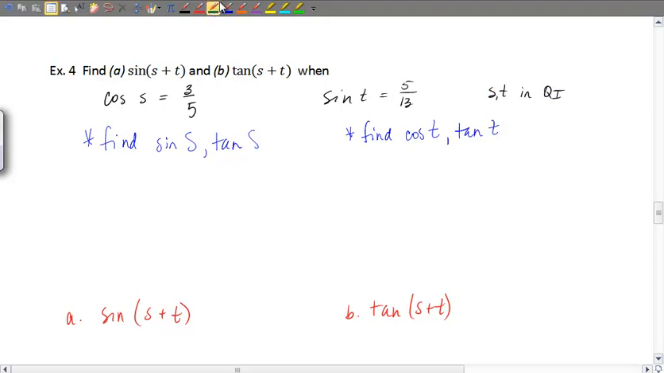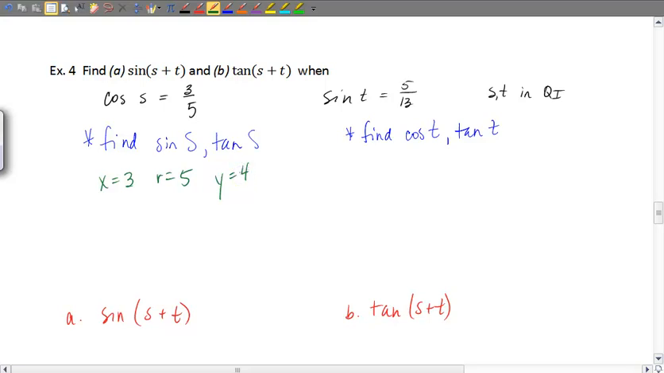So we go back and we say, okay, well the cosine is x over r. So if x is 3 and r is 5, I hope you remember that we have that special 3, 4, 5 triangle. So that would make y 4. If you didn't remember that special triangle, you could still use the Pythagorean theorem to solve for this missing side.